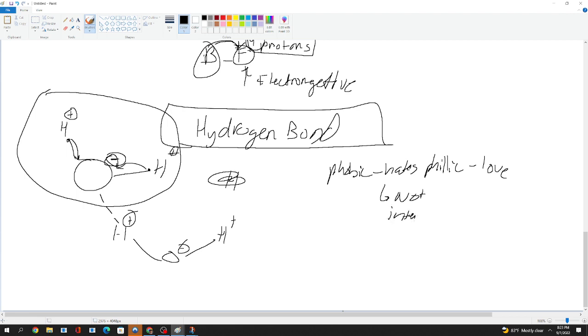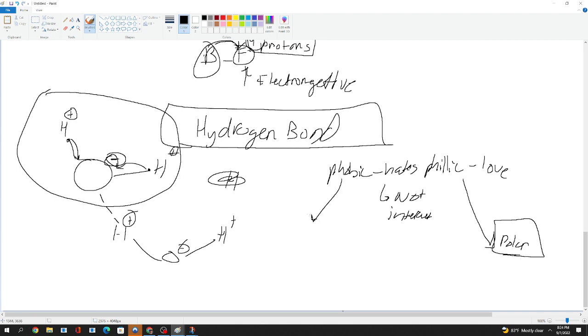So hydrophilic substances are substances that will interact with water, will kind of come closer to water, okay? And those are always going to be polar substances because they're charged. Only charged molecules are going to interact with other charged molecules, okay? So these are always polar substances.